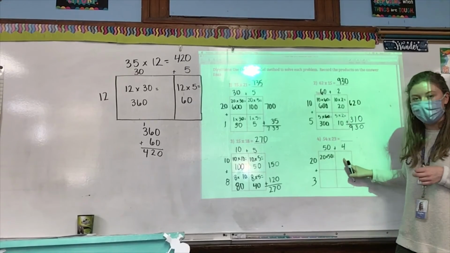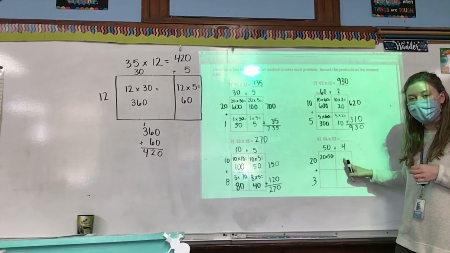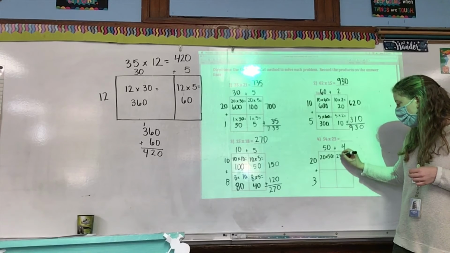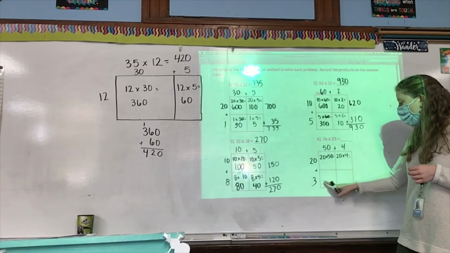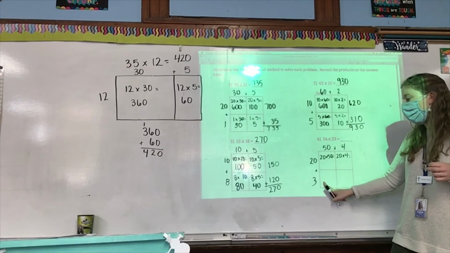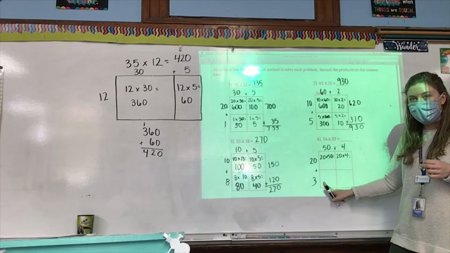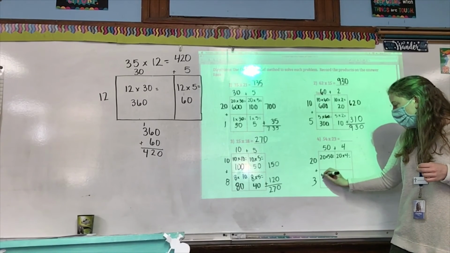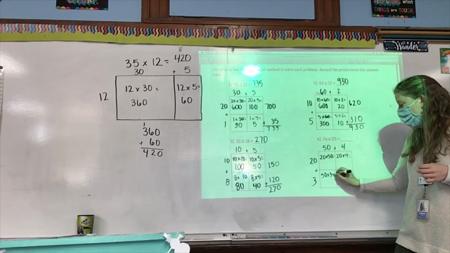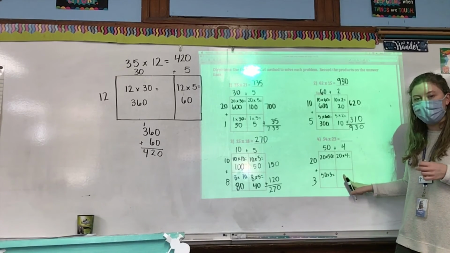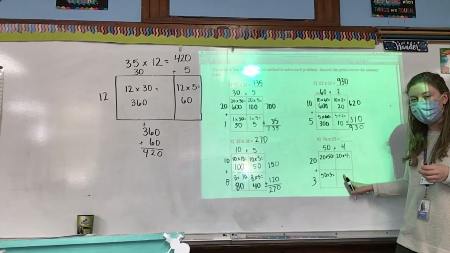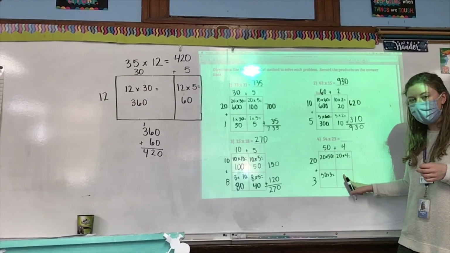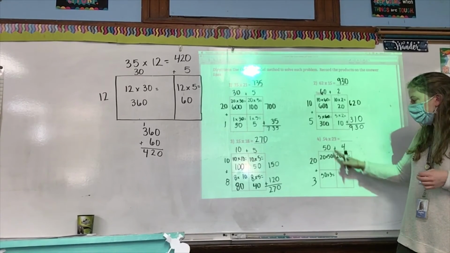What equation is going to go in our top right box? 20 times 4. What equation is going to go in our bottom left box? 50 times 3. And what equation is going to go in our bottom right box? 3 times 4.